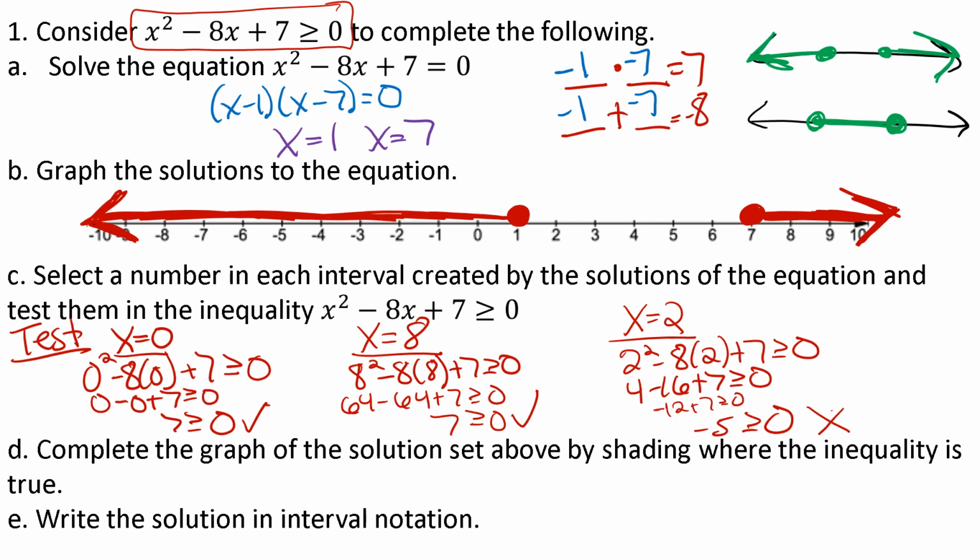But like I mentioned earlier, once you get one part, you already know what else is going to happen, because you either shade opposite directions or in between. So we won't have to test 3 points on all of them. I just wanted to show you on this one. So part D, they want us to complete the graph, which we already did. Part E, they want us to write the solution in interval notation.